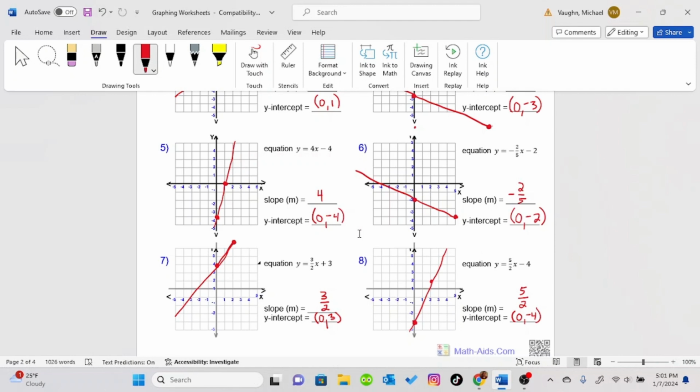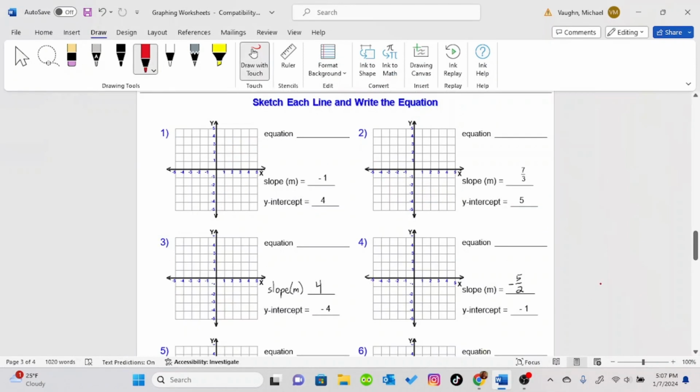If you have any questions about how to use slope-intercept form to find your y-intercept, find your slope, and draw your graph, please use class time to ask for clarification.